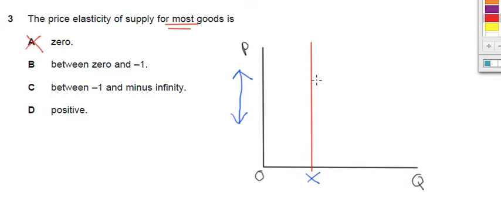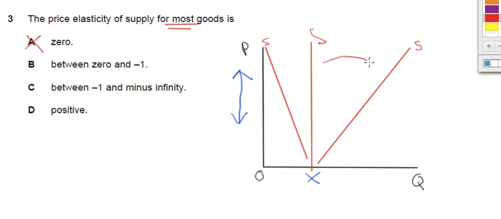Now there are 2 ways this curve can shift. It could either go this way, or it could go this way. And each of those could be a potential supply curve. Now we've already said that the one in the middle is perfectly inelastic. So now we just have to think, what does it mean to go this way? And what does it mean to go the other way?